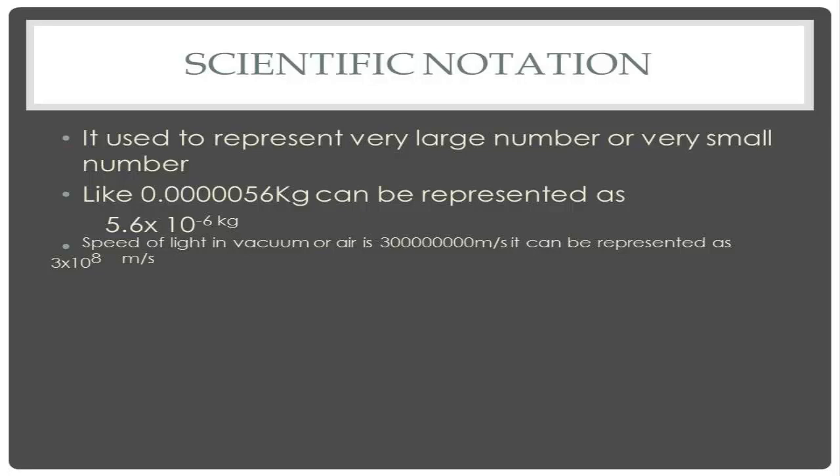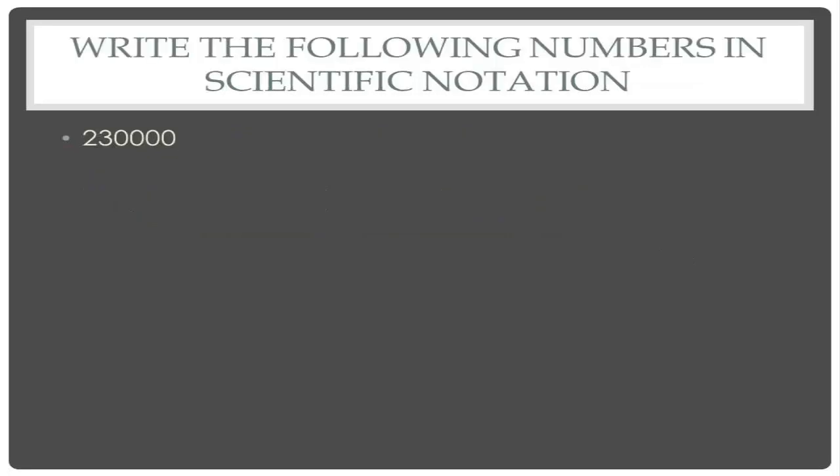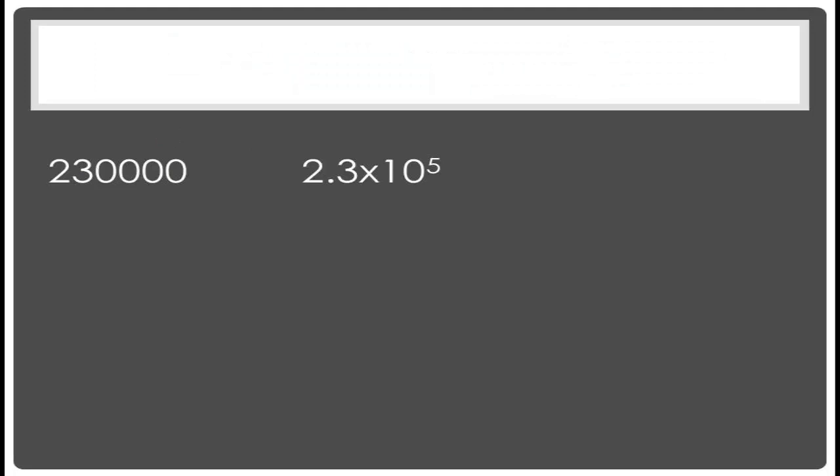To represent a very large number, just like the speed of light in vacuum, 3 followed by 8 zeros meters per second, we can represent it in scientific notation as 3 times 10 power plus 8 meters per second. It means we are shifting the decimal from right to left, so we represent it with a plus, and the 10 power is the number of decimal places we have moved, from right to left, sorry.